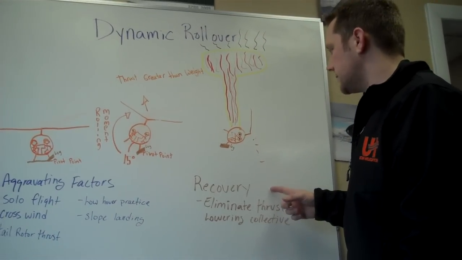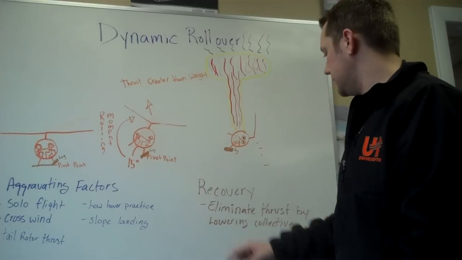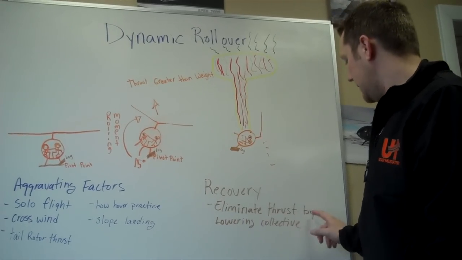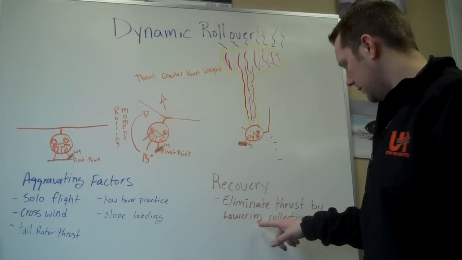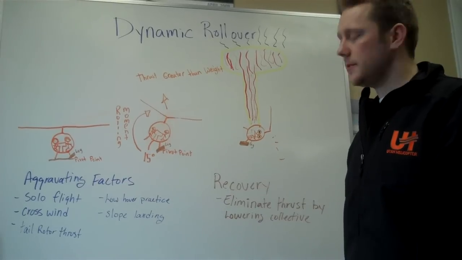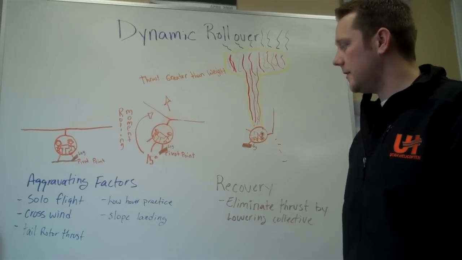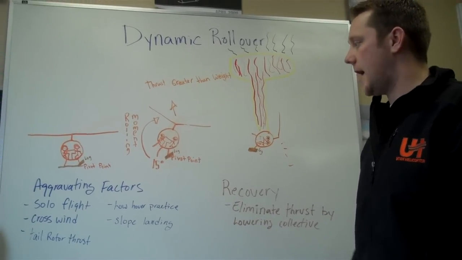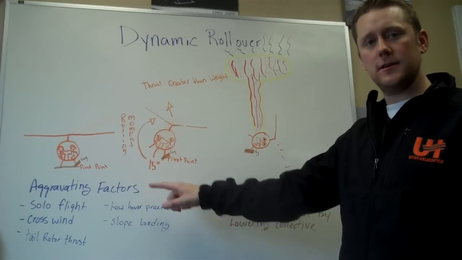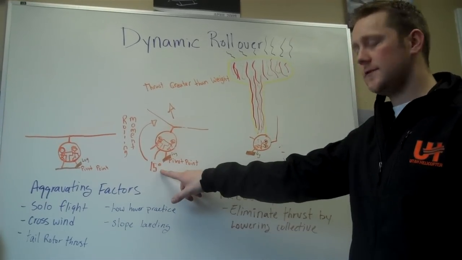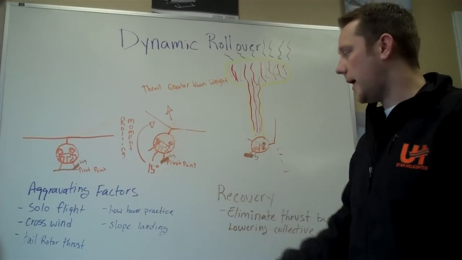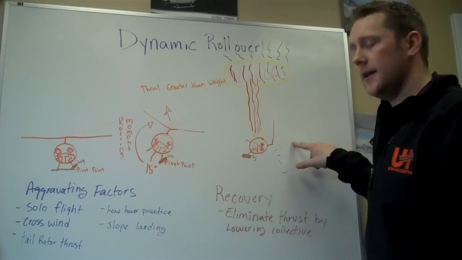So to recover from this, we want to eliminate one of these three things. The easiest thing for us to eliminate is thrust by lowering the collective. So you get in this condition, you're going to lower that collective, and it's going to fix it. If you haven't already got past this 15 degrees, then it'll fix it. If you already get past this 15 degrees, there's nothing you can do as a pilot to correct for it, and you're going to end up like this.